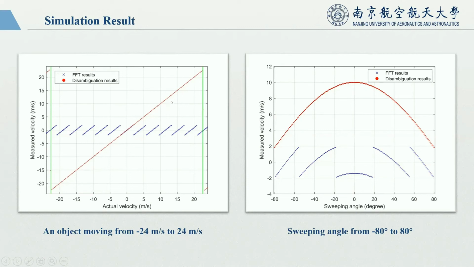And for situations where the target is not directly in front of the radar, this method is also applicable. Consider an object moving directly ahead at the velocity of 10, maintaining a certain angle to the radar. The radial velocity of the object can be obtained by multiplying by cosine theta. Sweeping the angle from -18 degrees to 18 degrees, the velocity is always retrieved correctly.